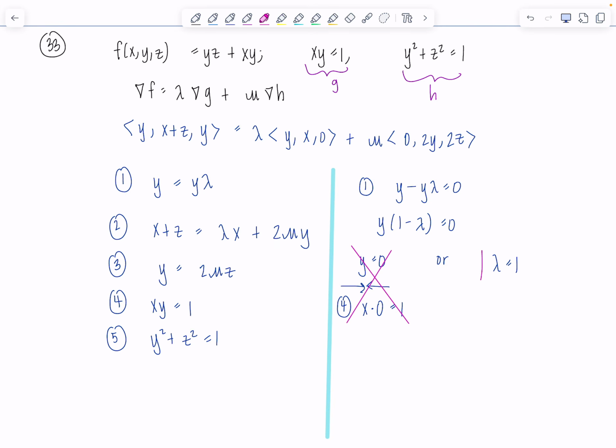And you could also say that in equation 3, it means z is equal to 0, and that contradicts 5. 0 plus 0 is not 1. If y is 0, then mu and z have to be 0 in 3, and that means you have a problem with 5 as well. So however you get there, y can't be 0. So now let's explore if lambda is 1.